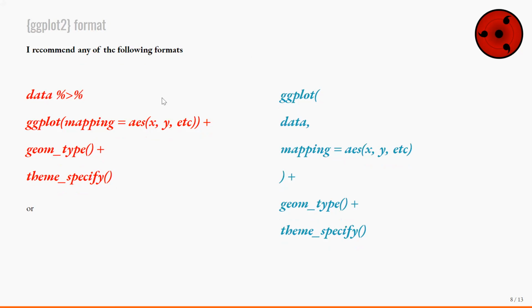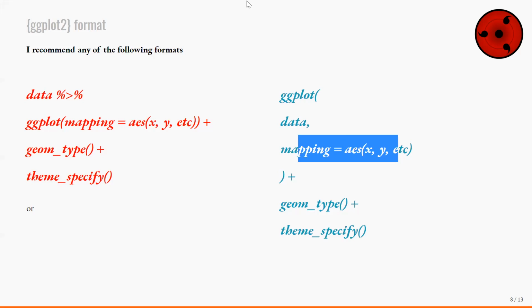Right? Or you can do it this other way. ggplot your data, comma, your aesthetics, plus this, and then plus your theme. Generally, I tend to favor the pattern in red, the one on the left and on the right.